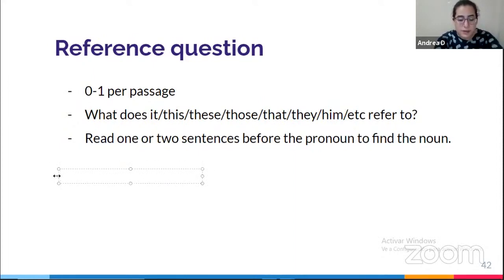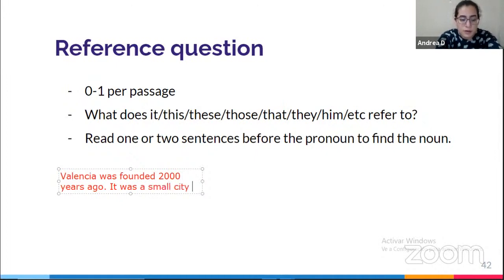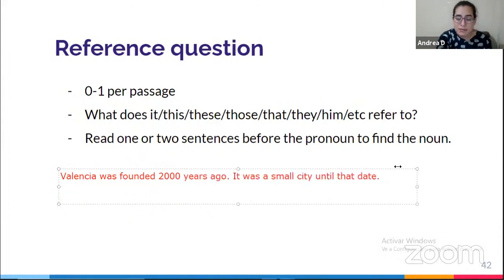So, if you have something like, I don't know, Valencia is or was founded 200 years ago. And then in the next sentence, or maybe in the same sentence, you have something like, it was a small city until that date, whatever. Okay, so the question is gonna be, what does it refer to? And everything you need to do is say it refers to Valencia. That's it.